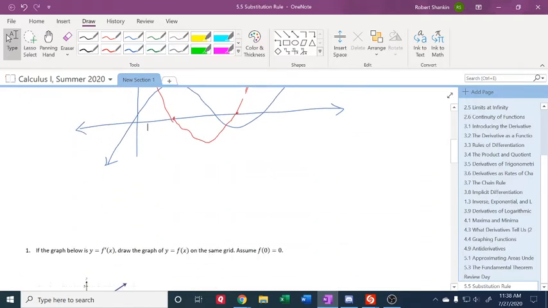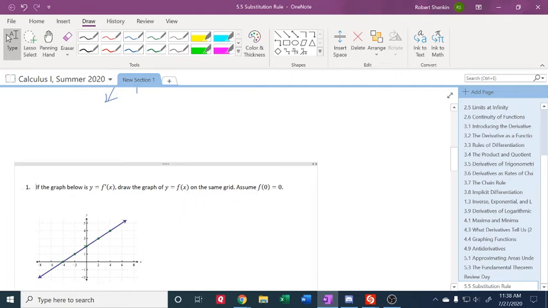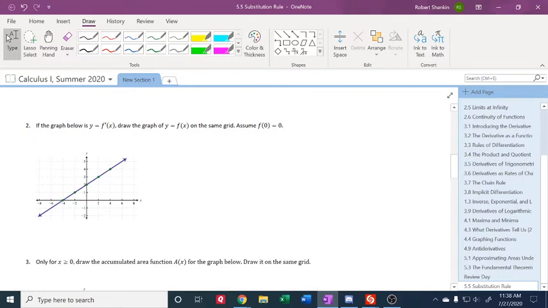And now let's go to number 2. Renumber it. And we may have done 1 or 2 of these, but not very many. If the graph below is the derivative, draw the graph of the original on the same grid. So this is going in the opposite direction of what we just were doing. We started with the function and then drew its derivative. Now we're starting with the derivative and we're having to draw the original function.